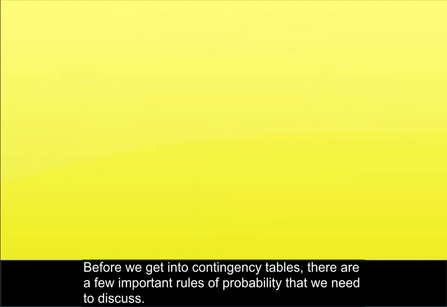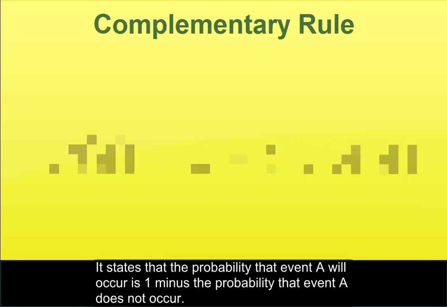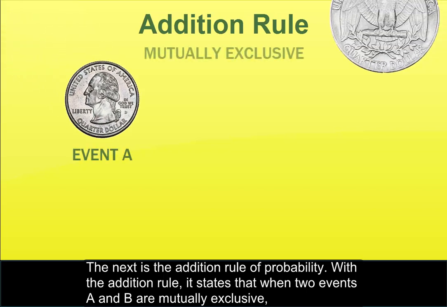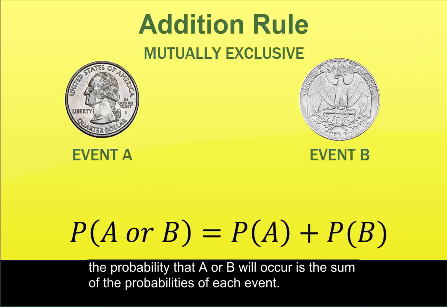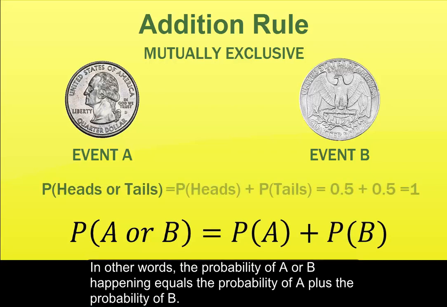Before we get into contingency tables, there are a few important rules of probability that we need to discuss. The first is the complementary rule, and it states that the probability that event A will occur is 1 minus the probability that event A does not occur. The next is the addition rule of probability. It states that when two events A and B are mutually exclusive, the probability that A or B will occur is the sum of the probability of each event. In other words, the probability of A or B happening equals the probability of A plus the probability of B.